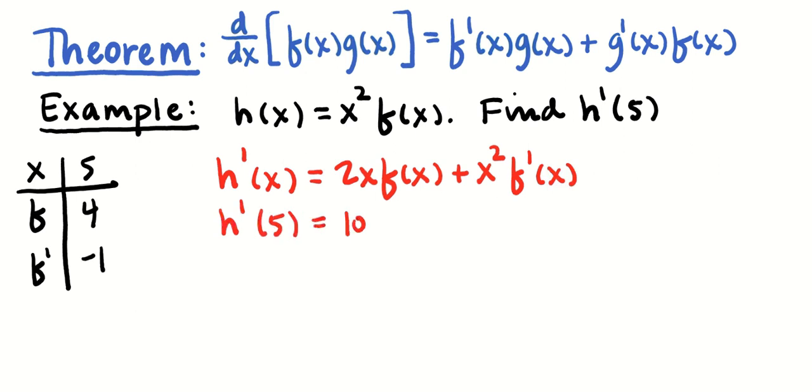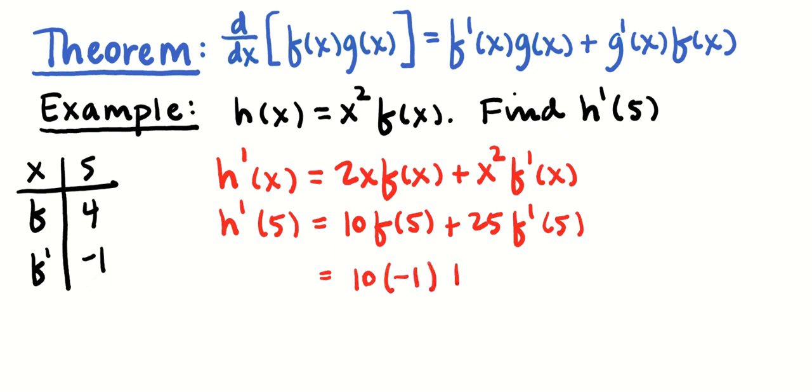So that's going to be 2 times 5 is 10 times f of 5, plus 5 squared is 25 times f prime of 5. Hold on, what did I just do? F of 5 is 4. F prime of 5 is negative 1, so that's going to go right here. So that's 40 minus 25 is 15.